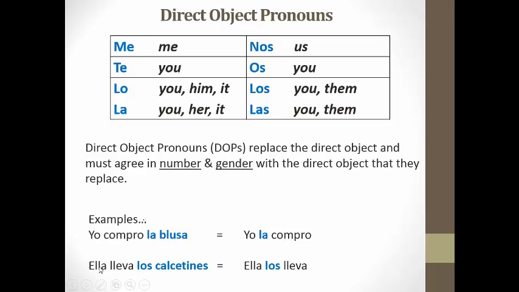Look at the second example. She wears the socks. What does she wear? The socks. Okay, so socks is your direct object. If I wanted to replace socks and say them, I go up here in the chart and see there's two ways to say them. I'm going to want to choose los because socks is masculine. Okay, so to say she wears them, ella los lleva.